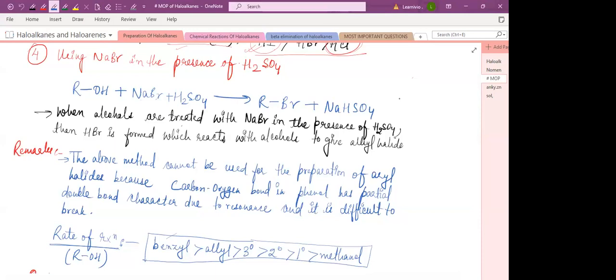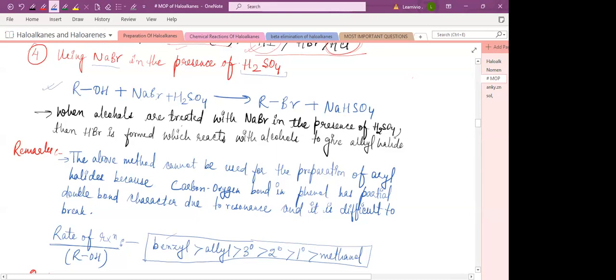Using halo acids. Okay, so now the fourth method is the preparation by using sodium bromide, NaBr, right? So using sodium bromide in the presence of sulfuric acid, we can also prepare haloalkane. This is again a preparation from alcohol, but in this case we use the reagent sodium bromide along with H2SO4, sulfuric acid.